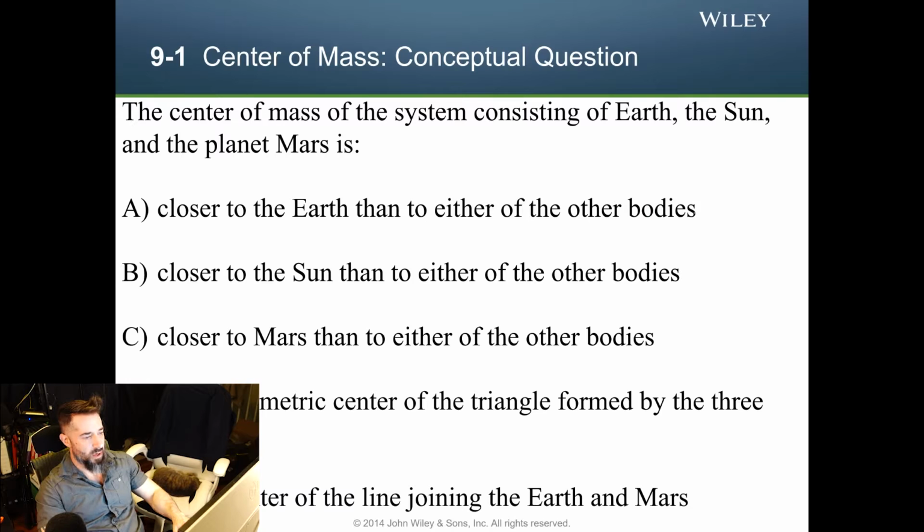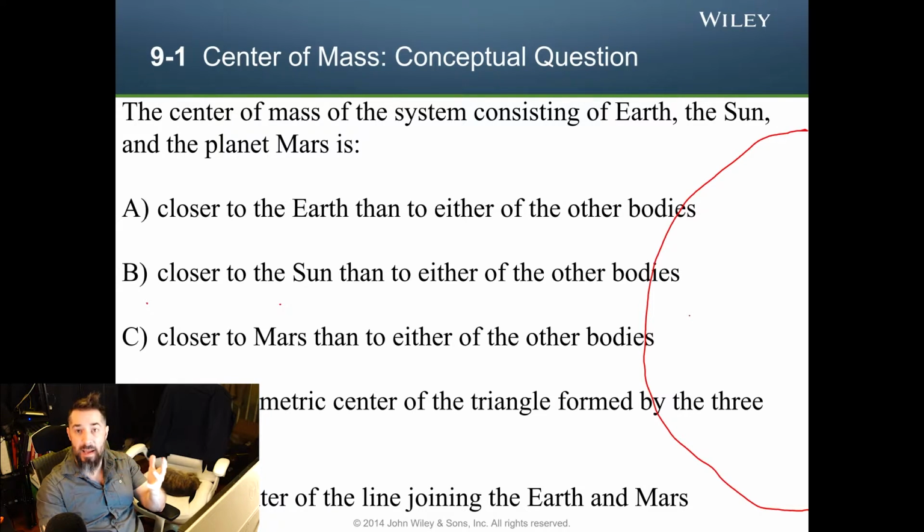Okay, the center of mass of the system consisting of Earth, the Sun, and the planet Mars is. So I can't even remotely draw this to scale, but you're talking about something like the Sun versus like the Earth and then like Mars. Right, so this is an absurd proportion, the discrepancy between masses of these three objects. This is essentially zero. Both these guys are essentially zero compared to this. This is just so incredibly massive.